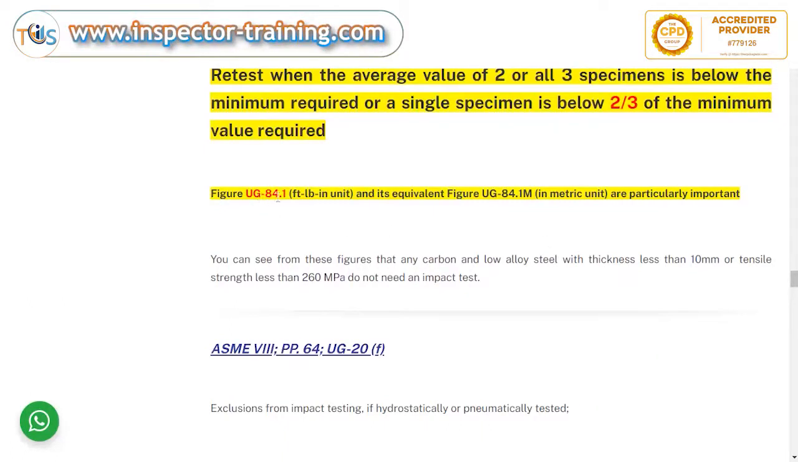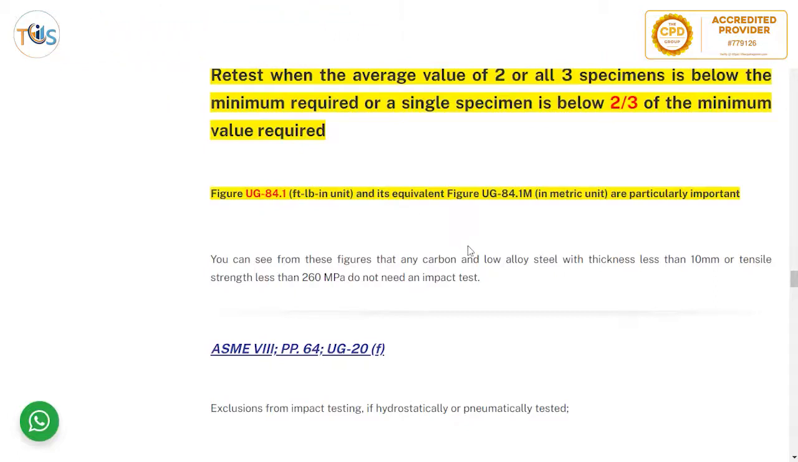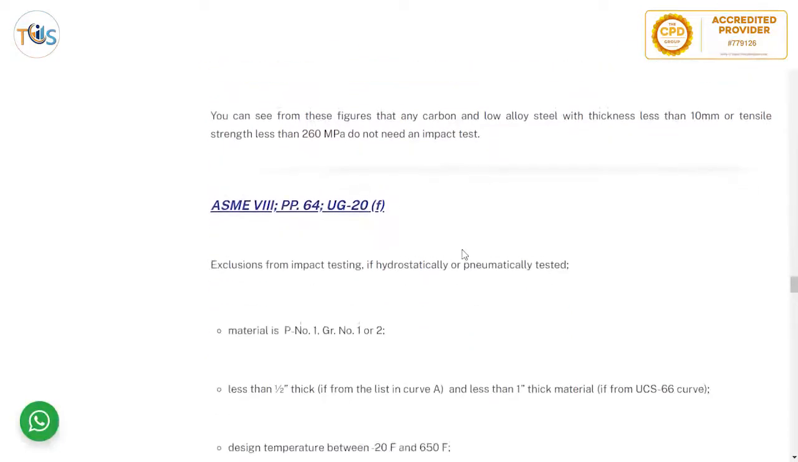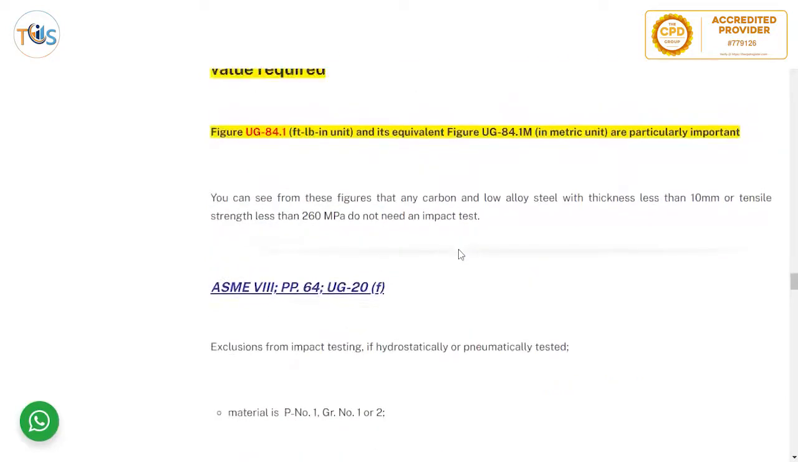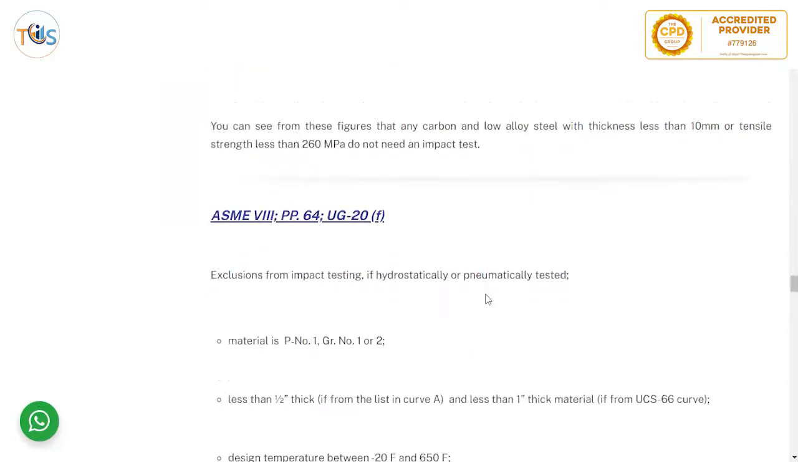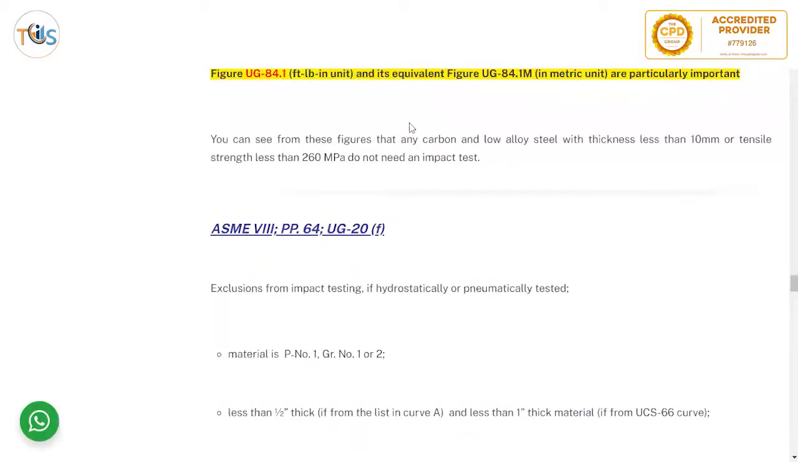So look at this figure 84.1M, which is for metric system, and there is a foot pound inch unit. So depending on the question you get the unit, you have to use the appropriate table. You can see from these figures that any carbon and low alloy steel with thickness less than 10 millimeter or tensile strength less than 260 MPa do not need the impact test, regardless of the mean design metal temperature. These tables, figures and graphs show you whether it is needed or not.